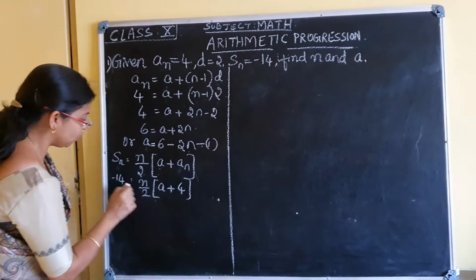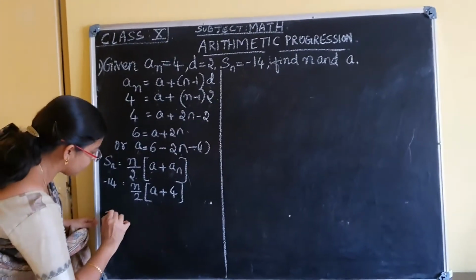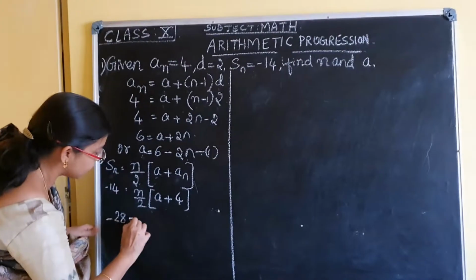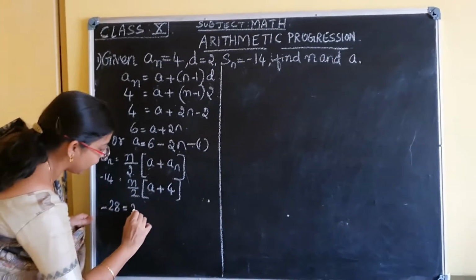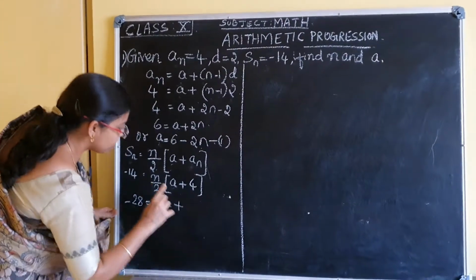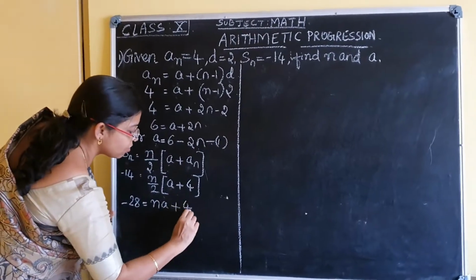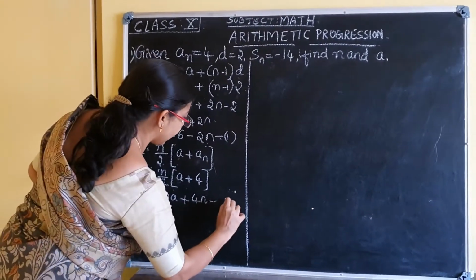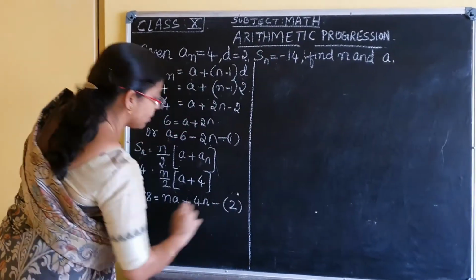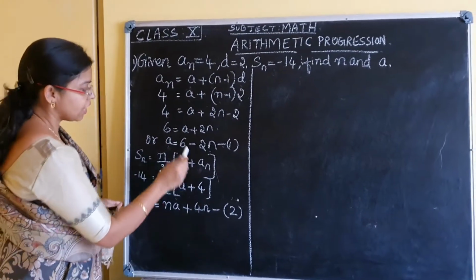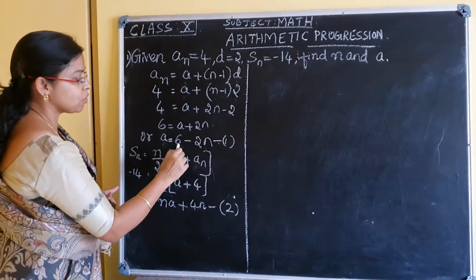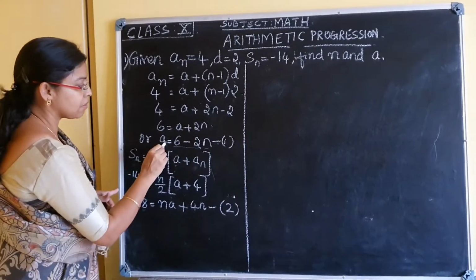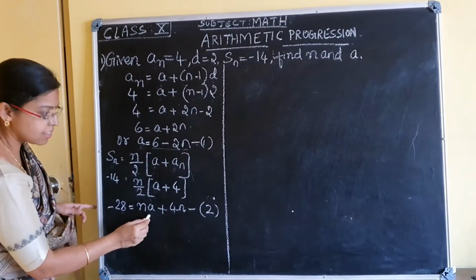So we will take the 2 to the left hand side, so it becomes minus 28 is equal to n into a, na, plus n into 4, which is 4n. This will be our second equation. Here what we do is, we know the value of a in terms of n. We will substitute this value in equation 2.